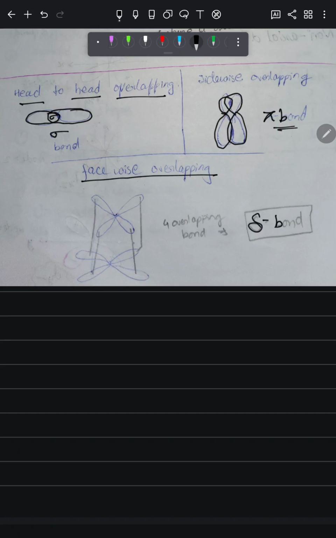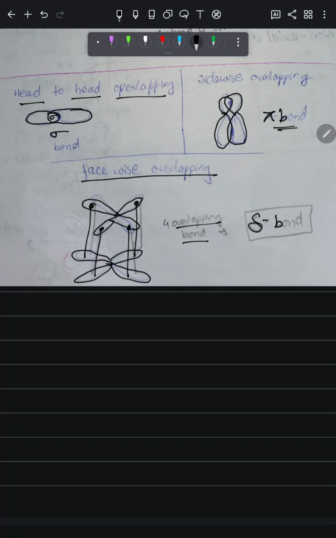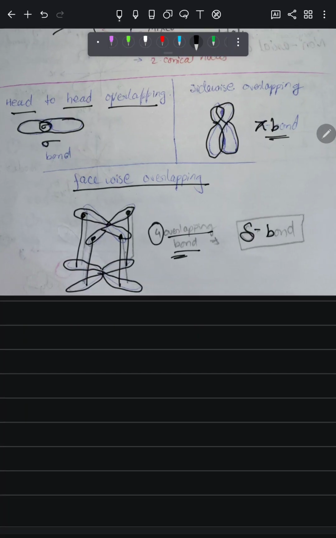What is face-wise overlapping? It means these faces are connected with another molecule's faces. So this is connected with this, and this with this, and this with this. These are called overlapping zones. So in face-wise overlapping, 4 overlapping zones are present, in a pi bond 2 overlapping zones are present, and in a sigma bond 1 overlapping zone is present.